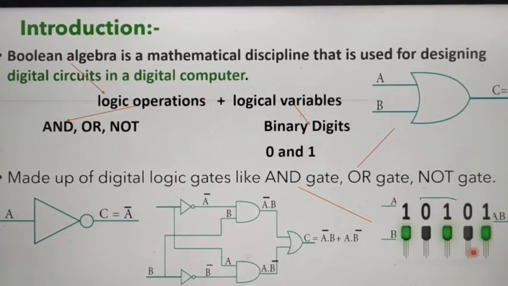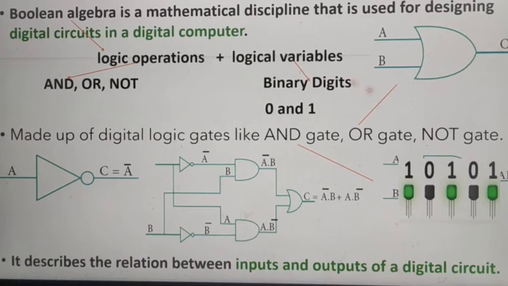Here, these digital logic gates are constructed by transistors. This is the image for a transistor. If it is switched on, it is considered as a 1, else it is 0. It is a switching device. Today's processors contain billions of transistors like this. So Boolean algebra is a mathematical discipline that is used for designing digital circuits in a digital computer.